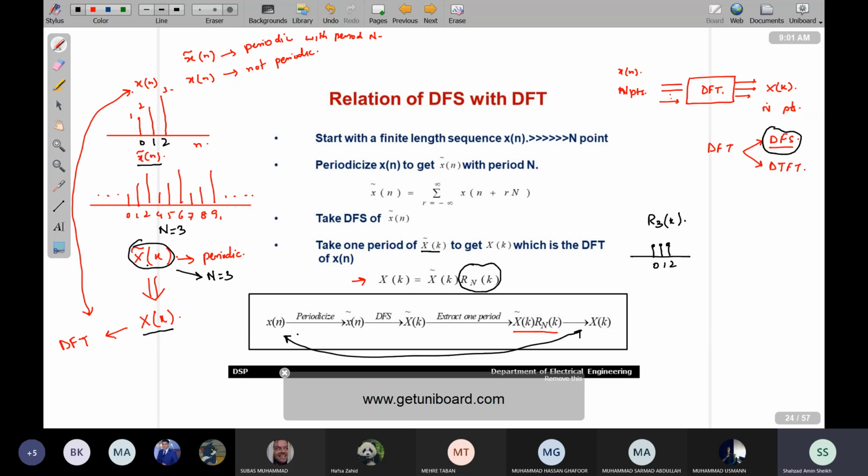Sir, what is Rn of k that we have here? It's a window. N is the period. Rnk, this is Rnk, this is R3k. It's a window function. You are extracting one period of that.